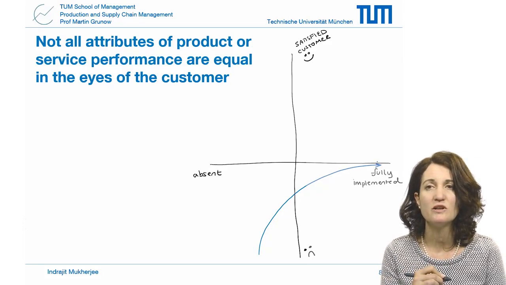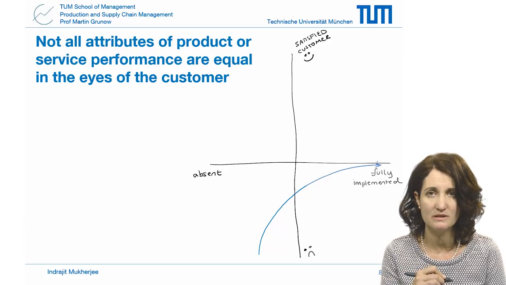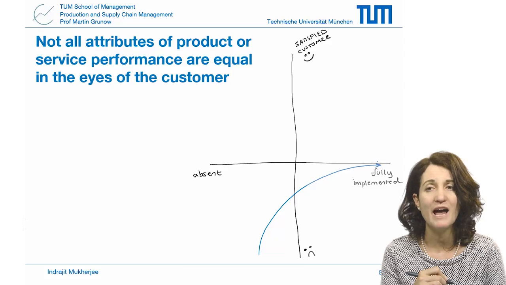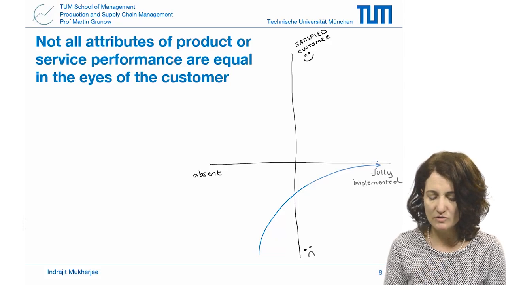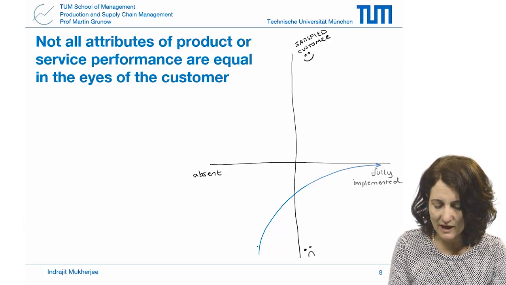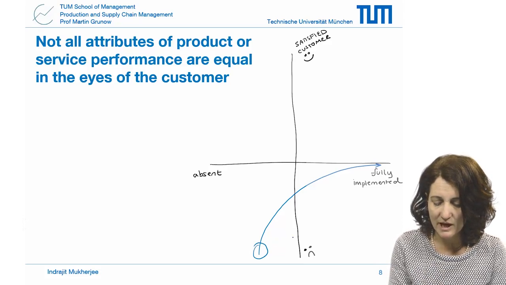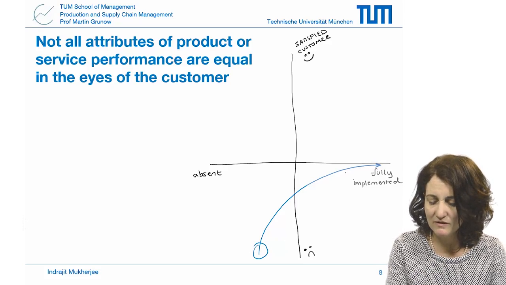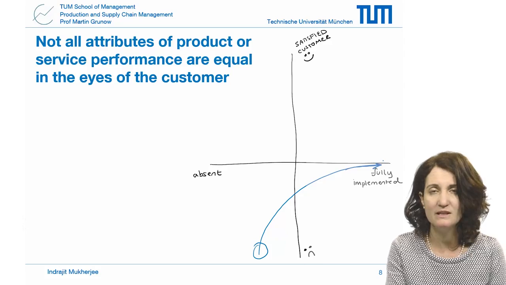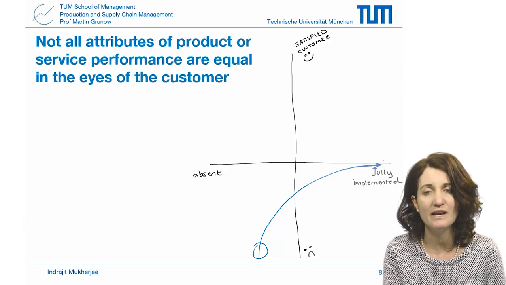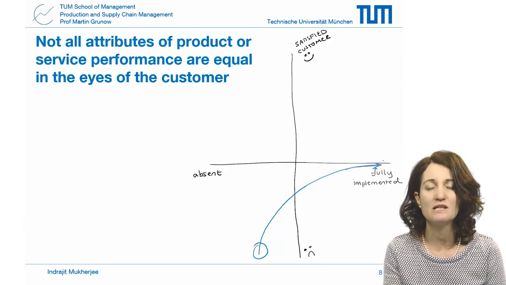These requirements are not usually mentioned by customers. These are mentioned only when they're absent from the product. So you see, if you're in the absent area, you have a very unhappy customer. But even if they're fully 100% implemented, the customer is still not happy. These are things that are expected from the product.